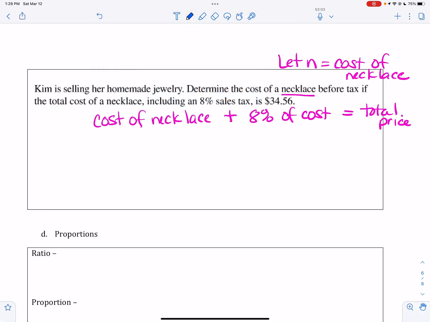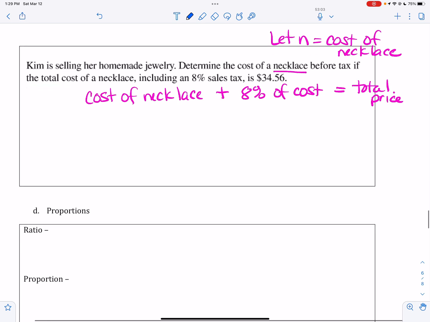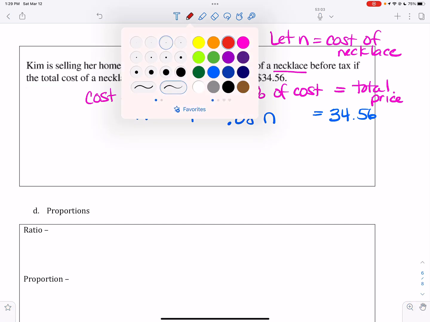So now you can replace. The cost of the necklace is what we don't know. That's N. 8% we're going to write as a decimal without the percent sign. Of means multiplication, and the cost of the necklace, again, we don't know. And then it equals $34.56.